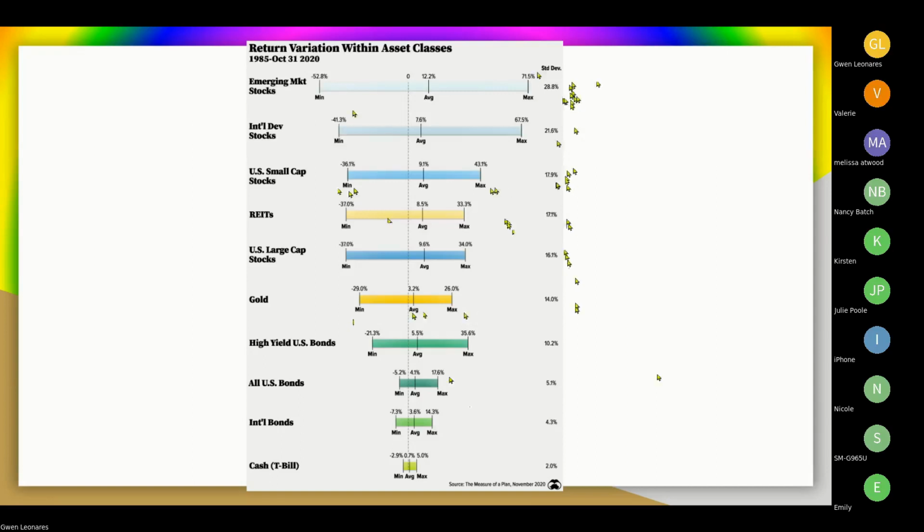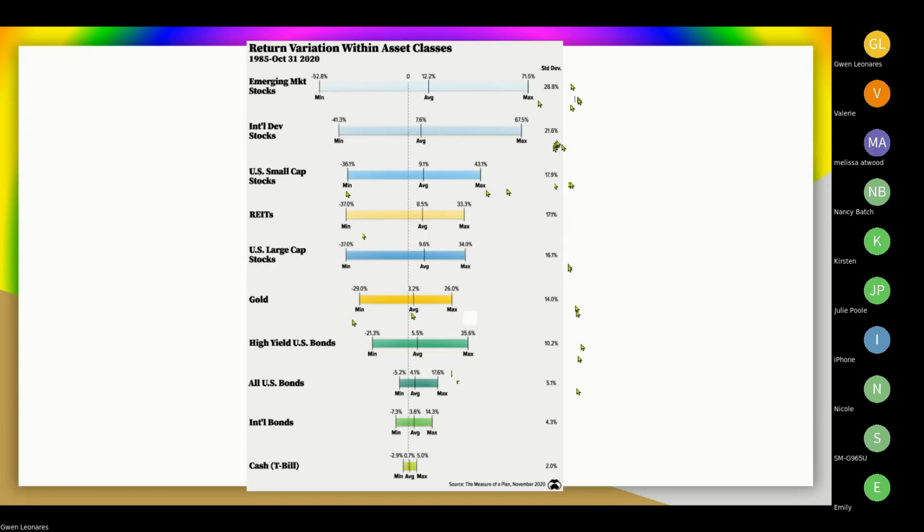Gold, that was another one I was surprised to see being relatively stable. The average was like 3.2. High yield US bonds. So these would be bonds from companies, and those are around 5.5, but as you can see, they're more stable. You're not likely to go up and down as much. All US bonds, 4.7 average, and again, a smaller range.